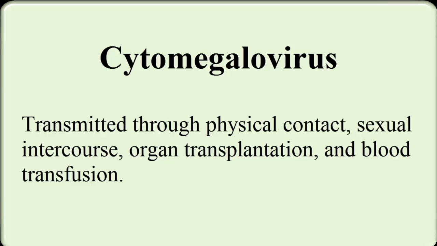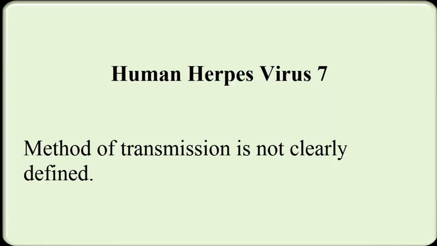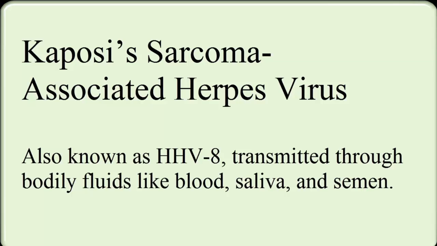5. Cytomegalovirus, transmitted through physical contact, sexual intercourse, organ transplantation, and blood transfusion. 6. Herpes lymphotropic virus, transmitted through contact with an infected person or through airborne droplets. 7. Human herpes virus 7, method of transmission is not clearly defined. 8. Kaposi's sarcoma-associated herpes virus, also known as HHV8, transmitted through bodily fluids like blood, saliva, and semen.